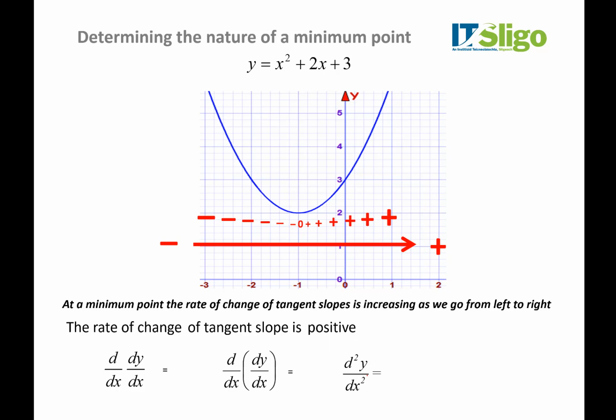But the rate of change of tangent slopes is positive. We're going from negative to positive, so they're increasing as we roll around the curve. So essentially, at a minimum point, the second derivative is positive.